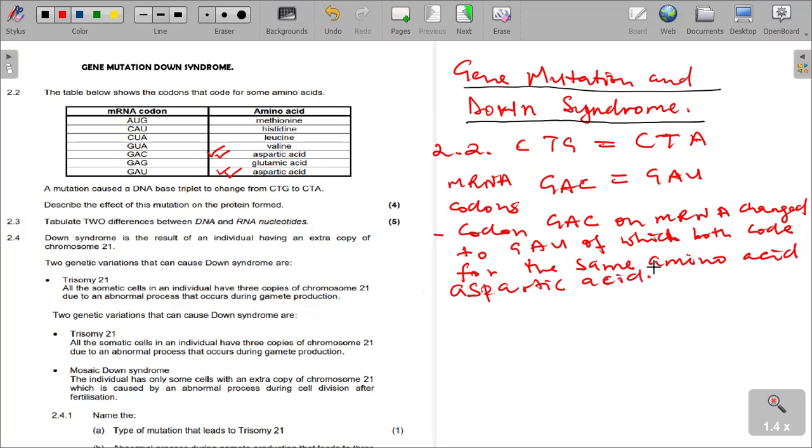We can see on the table that GAC changed to GAU, in terms of the amino acid being produced. And don't forget that amino acids are the building blocks of what? Of proteins. So therefore, there is no effect on the protein being formed in this case. The effect of the mutation is that there is no effect on the protein being formed.